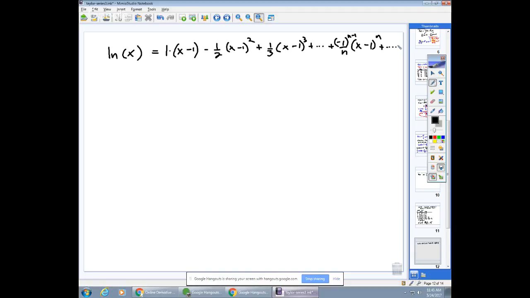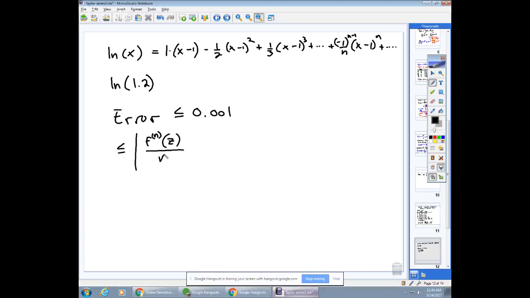All right, so next thing to consider, we are trying to calculate the natural log of 1.2. We need to figure out how many terms we need to get the error within a certain amount. So we want our error to be less than or equal to 0.001. Now our error is always going to be less than or equal to the absolute value of some nth derivative, evaluated at some magic number, divided by n factorial, times x minus your center, don't forget about that center, to the power n.